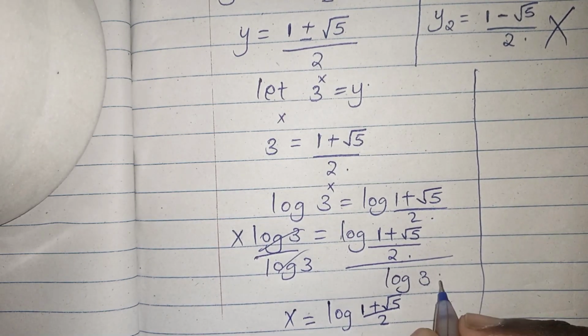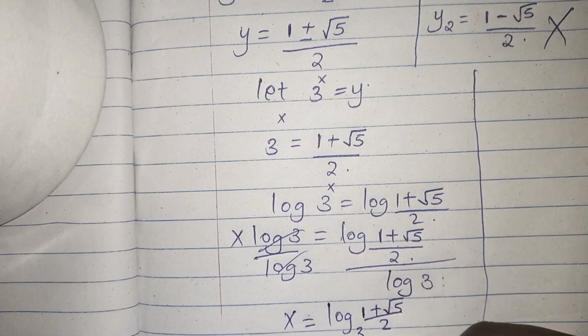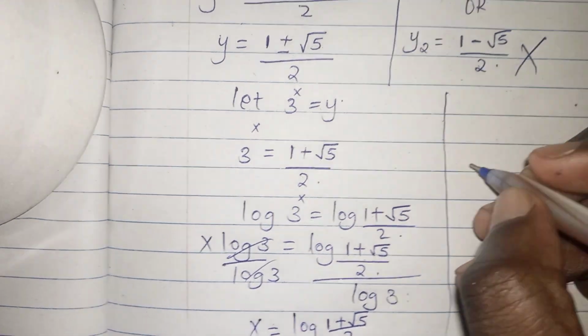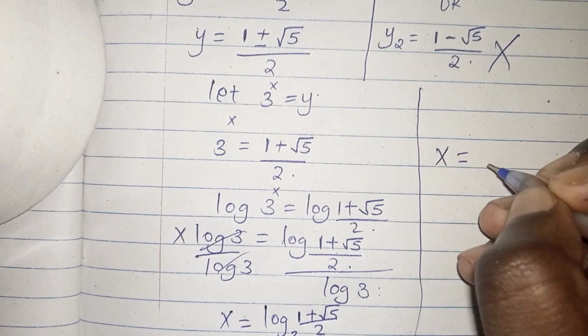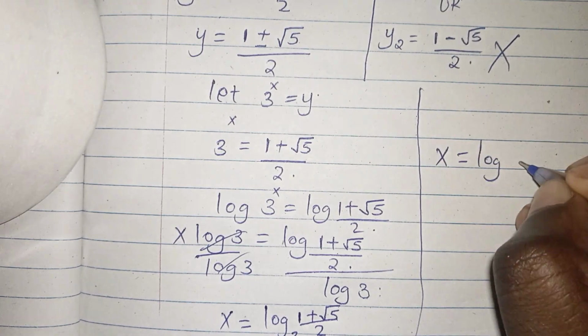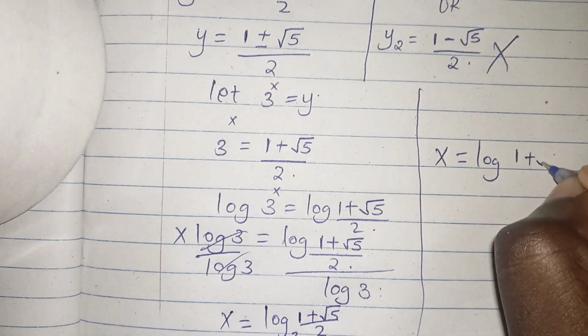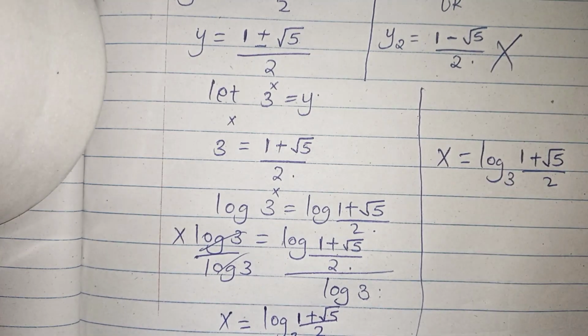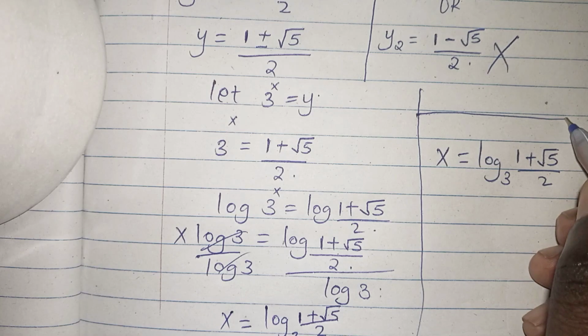Then we have log 3, so we shall make this our base. So x is equal to log. So let me write here the final value of x. So x is equal to log of 1 plus root 5 over 2 to the base of 3. And this is our final solution.